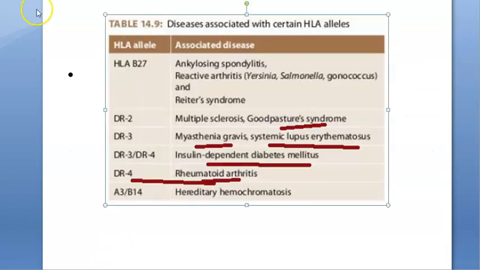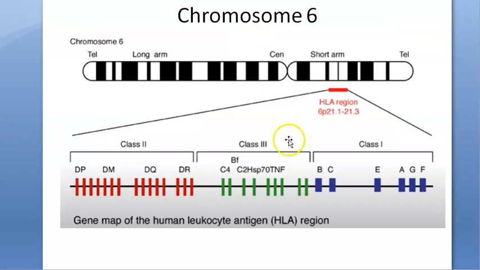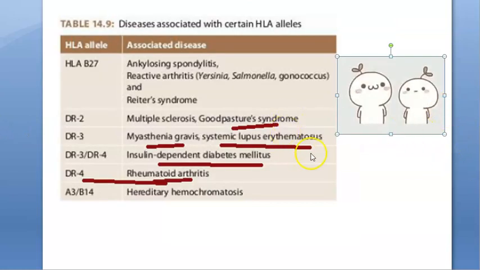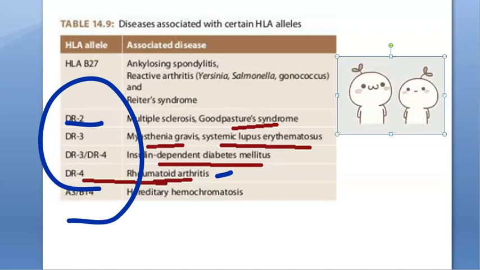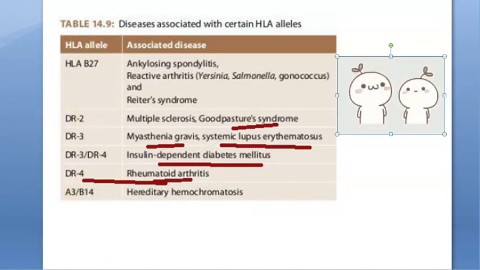Guys, these things are not just associated with organ transplant, etc. There are some diseases which are associated with HLA alleles also. Like we spoke to you about DR, right? Look at this DR. They have talked about DR4: rheumatoid arthritis, insulin dependent diabetes mellitus, systemic lupus erythematosus, Goodpasture syndrome. So it's not just about organ transplant, okay? There can be diseases associated with HLA alleles.